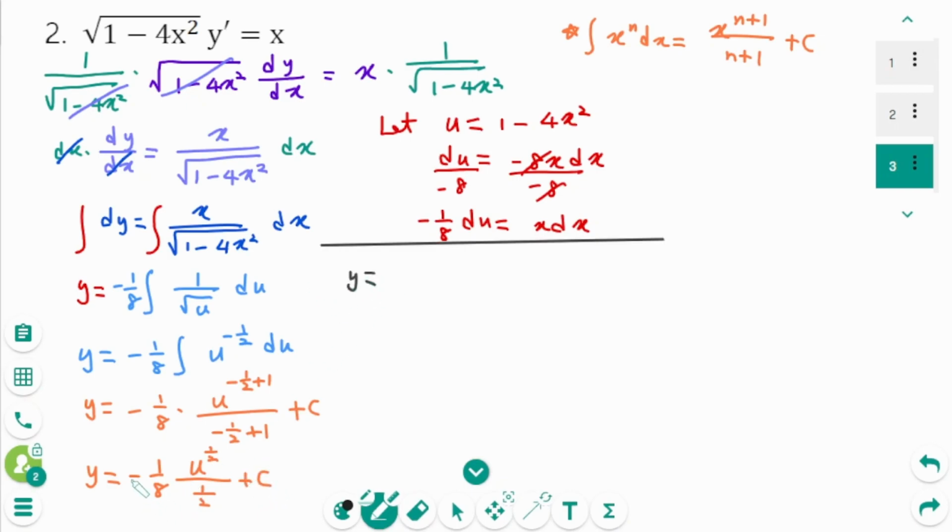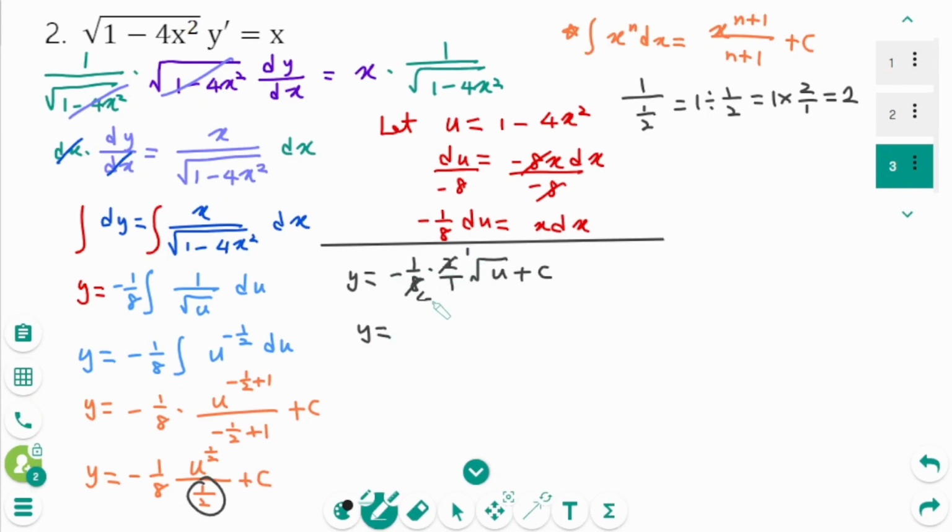Then y equals minus 1 over 8. Then this one, 1 over 1 over 2 equals 1 divided by 1 over 2. That means 1 times upside down, 2 over 1, which is 2. Then u to the power of 1 over 2 means square root of u, plus c. Then y equals this part, 2 times 1 over 8, minus 1 over 4, square root of u means square root of 1 minus 4x squared plus c. This is the general solution.